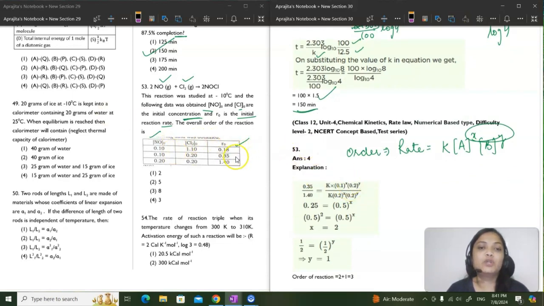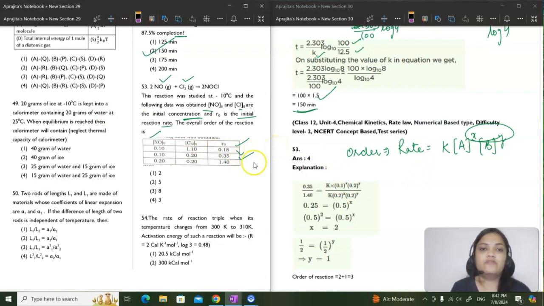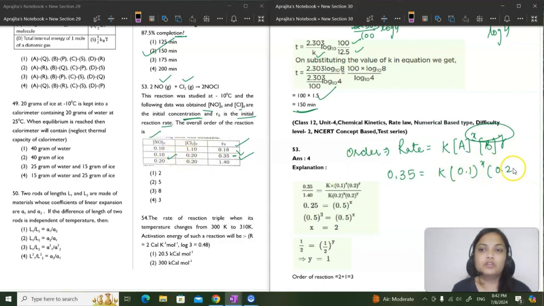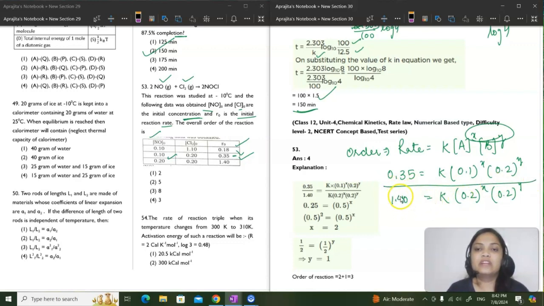You can take any two values from here. If I take this 0.35, so the rate is there. Now K into the concentration of the first reactant, 0.1 raised to the power X into 0.2 raised to the power Y. Similarly, I can take 1.40. You can take the first one as well, no issues. 0.2 to the power X and 0.2 to the power Y. So from here, we will divide it. K will cancel out.